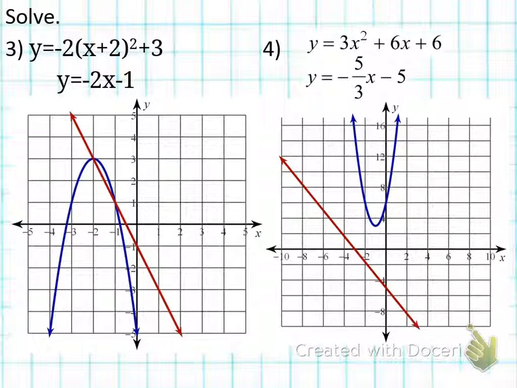Next we have number 3. I have a quadratic, and I see this is vertex form, so right away I know the vertex is negative 2, 3. If I check on my graph, negative 2, 3, yep. And this is a line that has a y-intercept of negative 1 and a slope of negative 2, so that's that line. And again, as I move across, I have some intersection points.